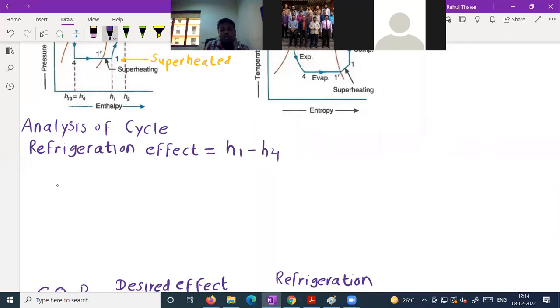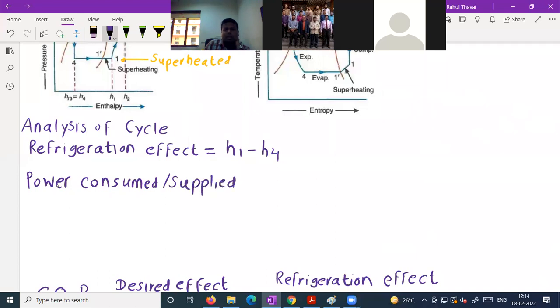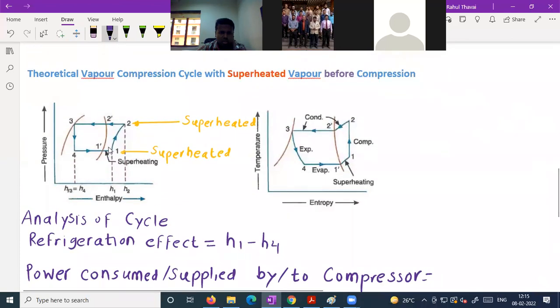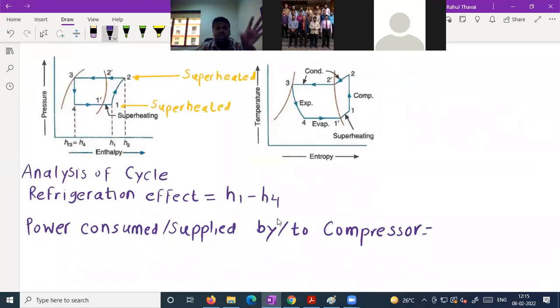Now, the next term we should calculate is the power consumed by the compressor. I'll write it down here: power consumed or supplied by or to the compressor. How do we calculate how much power is supplied to or consumed by the compressor? Looking at process 1 to 2, it is a compression process. 1 to 2 is an isentropic compression which occurs in the compressor. Same as what we did for the refrigeration effect.